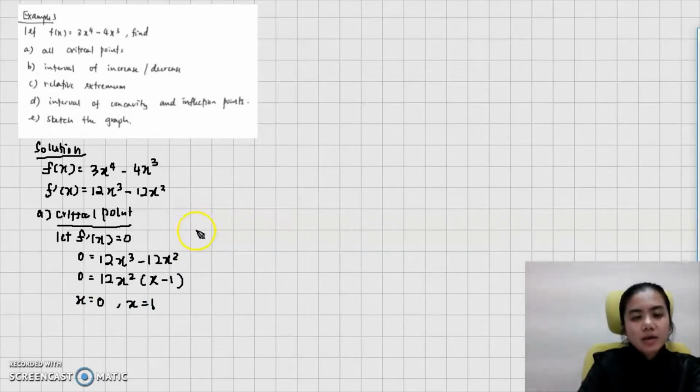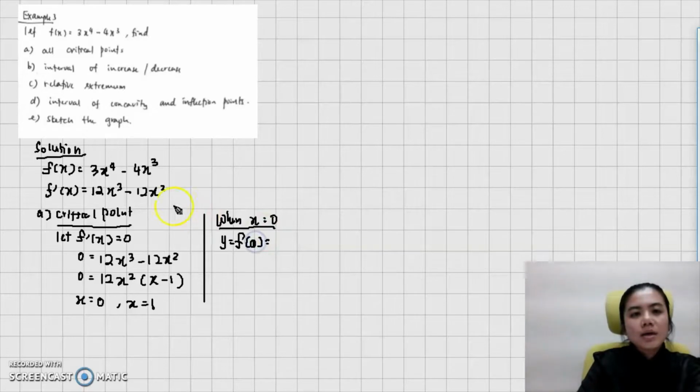From here you're basically able to get your y. When your x is equal to 0, what happened to our y? You substitute this x value into the original function f. So we have f(0). We will have 3 multiplied by 0 to the power of 4 minus 4 times 0 to the power of 3, and at the end we have 0 as the answer. So the first critical point that we obtain is (0, 0).